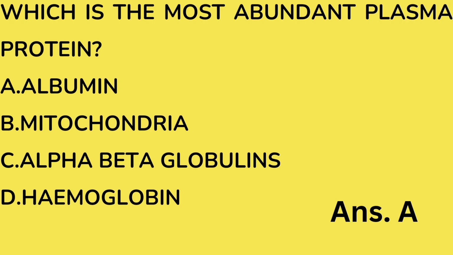Next question. Which is the most abundant plasma protein? Option A, albumin; option B, mitochondria; option C, alpha beta globulins; and option D, hemoglobin. Here the right answer is option A, that is albumin. Albumin is the most abundant plasma protein in the body.